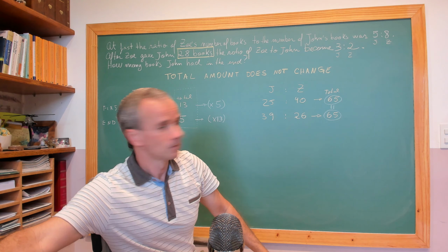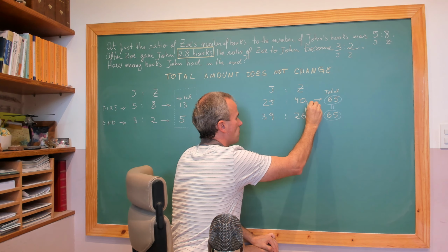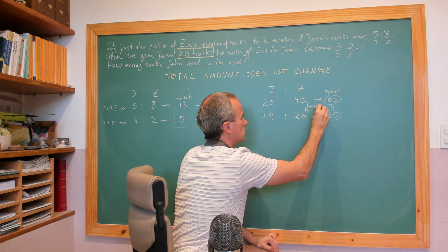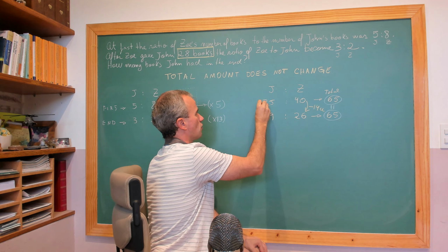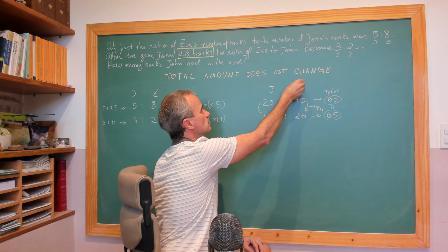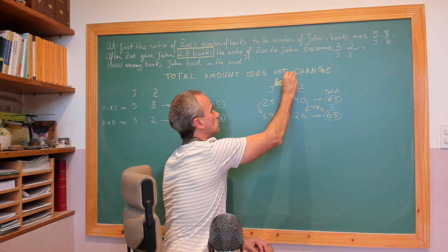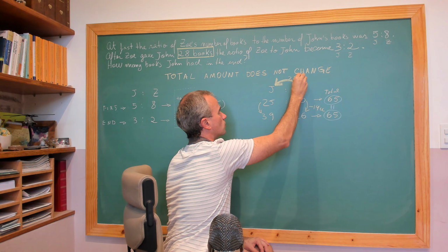How come? Notice that from here to here we have a minus 14 units. And of course here we have plus. Remember, Zoe is giving John 28 books.